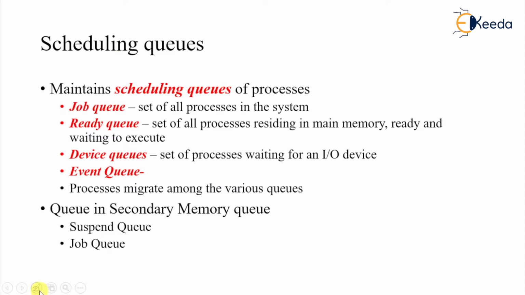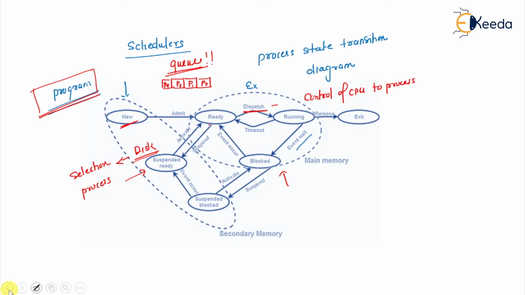As I told you in this diagram, there may be several processes in the ready state, several processes in the blocked state, and only one process in the running state. There will be several processes in the suspended blocked state and several processes in the suspended ready state. Suspended ready is what? It is in secondary memory, on the disk.